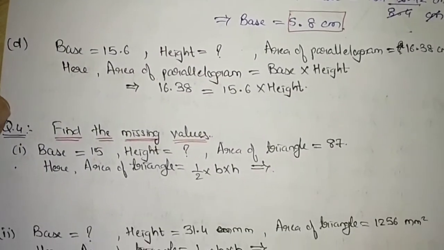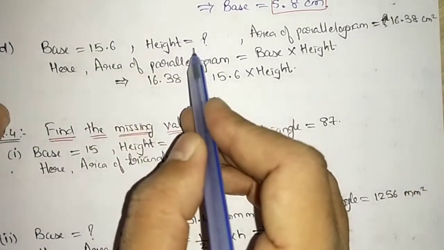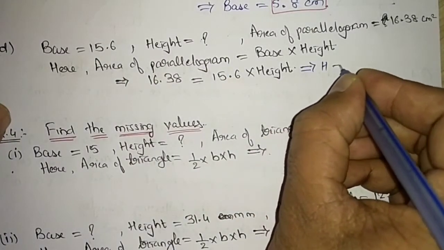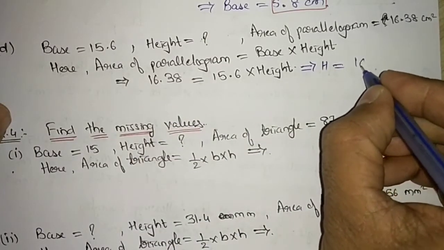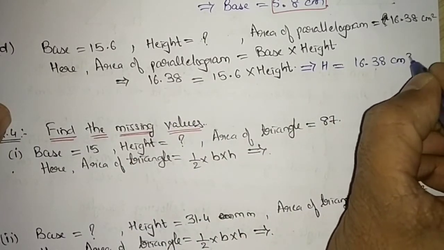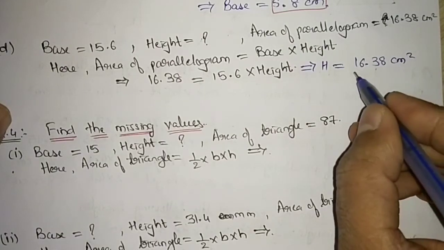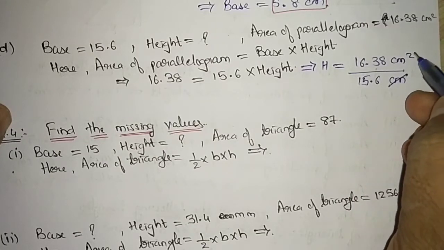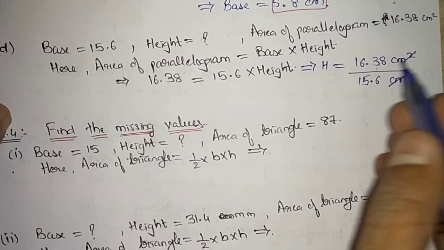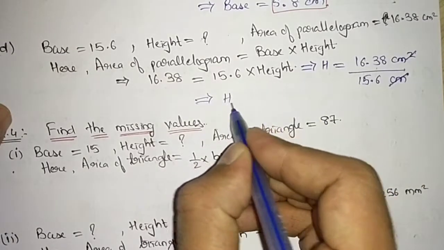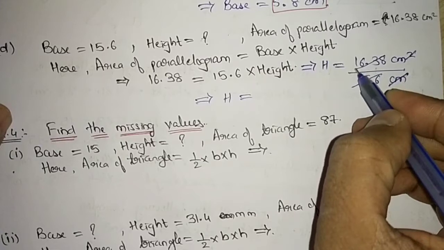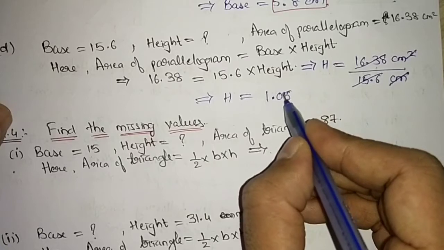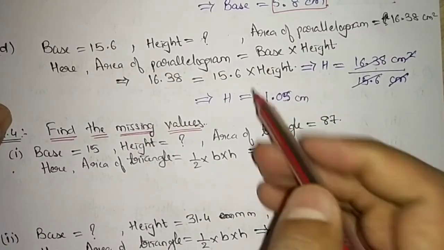Moving to the part number D. Here we are supposed to find height, so we will keep height there only. We will write 16.38 centimeter square divided by 15.6 centimeter. 1 centimeter from the below and above will cancel out, and when we calculate, our height will be left with 1.05 and 1 centimeter. This will be our answer.